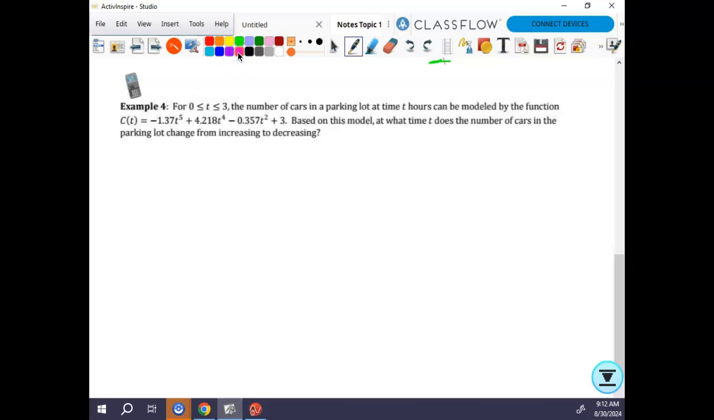So it says, for t being between 0 and 3, the number of cars in the parking lot, okay, so we're talking about the number of cars in a parking lot, at time t hours can be modeled by this function. Based on this model, at what time t does the number of cars in the parking lot change from increasing to decreasing? Okay. Is this question asking me about the function, or is it asking me about the rate of change?